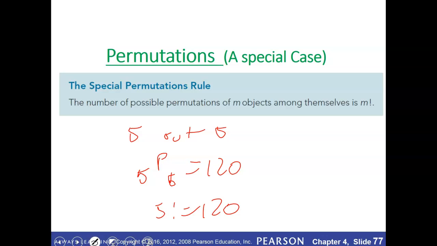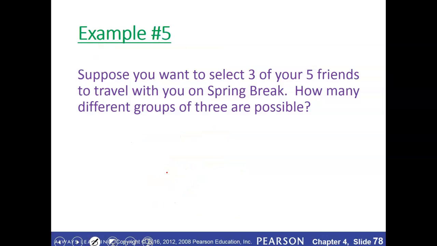Okay? So factorials are just a special case of permutations where these two numbers match. Let's get into something that's not a permutation, but a lot of people mistake it for a permutation. Okay? Suppose you want to select 3 of your 5 friends to travel with you to spring break. So how many groups of 3 are possible?